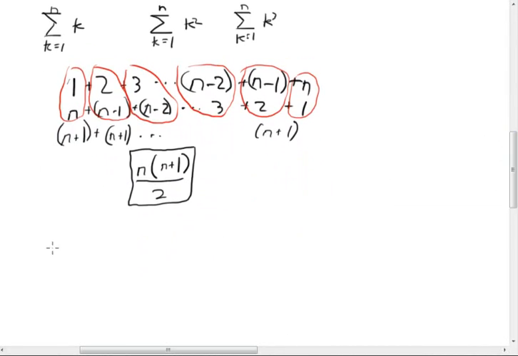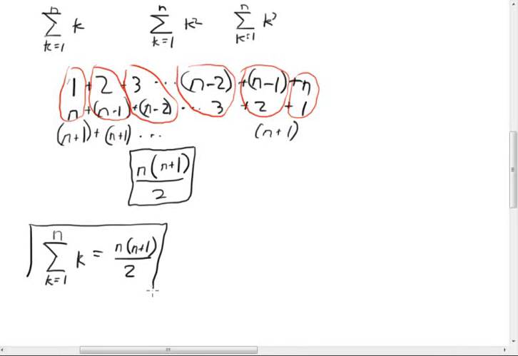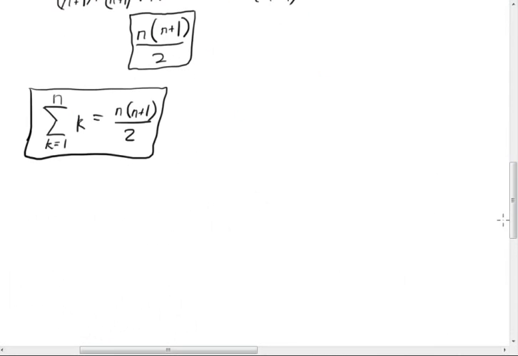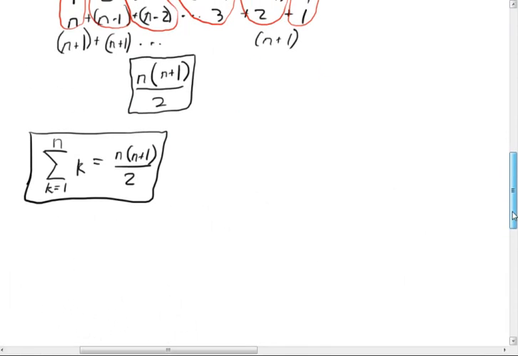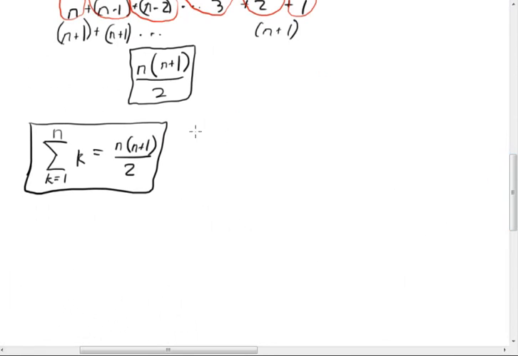So the sum k equals 1 to n of k is equal to n times n plus 1 over 2. And this is something you probably should memorize for computing Riemann sums. It really comes in handy. And the rest of these I won't prove because they're a bit more difficult to prove. So I'll just give the answer.